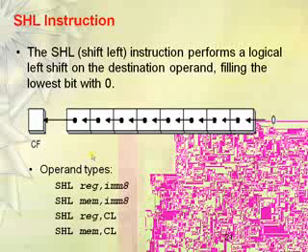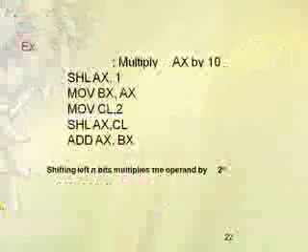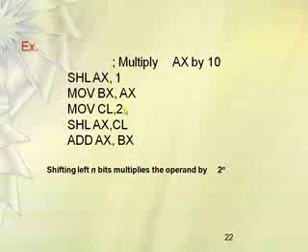Now as you can see here, the shift left instruction performs a logical left shift, and the MSB will be moved on to the carry flag. And what would be the allowed operands? Register and immediate, memory and immediate, register and CL, and memory and CL count value, as we have seen. Let us see an example here.